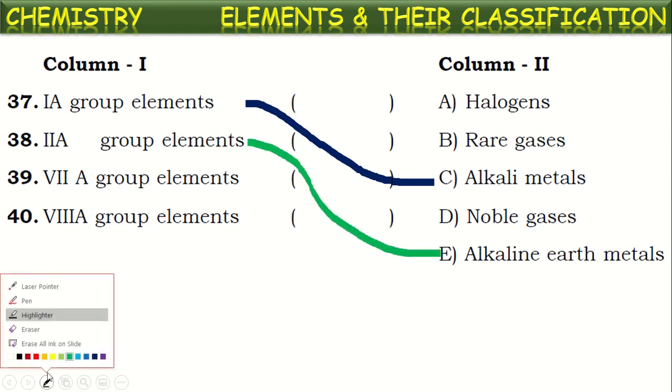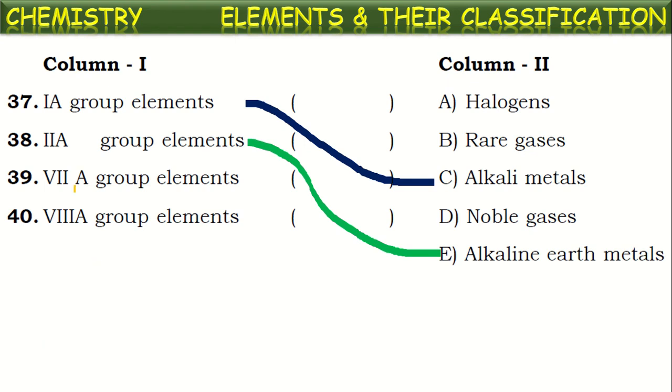Next, third one, seventh A group elements. What are the seventh A group elements? Fluorine, chlorine, bromine, iodine, and astatine. These elements are specially called halogens. The meaning of the word halogens is salt formers. We know most of the metallic salts are in the form of either fluorides or chlorides or iodides. So based upon this reason, these 7th A group elements are called salt formers or halogens. So the common name for these 7th A group elements is halogens.